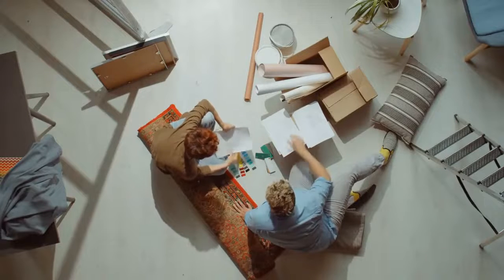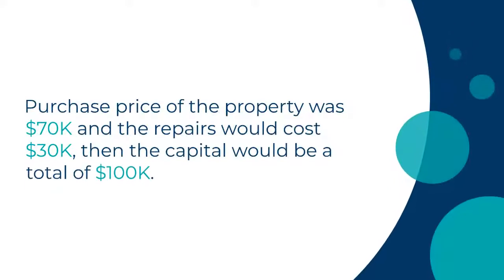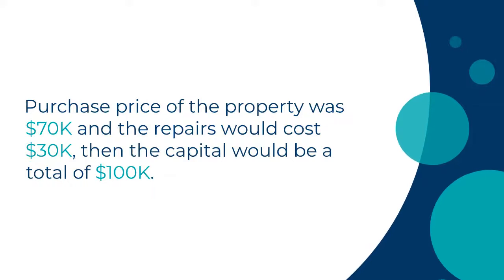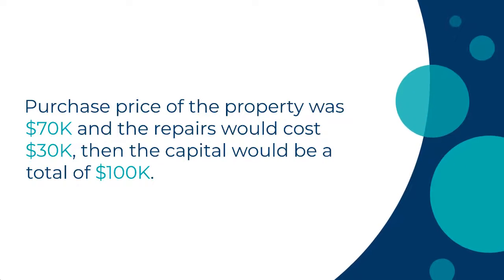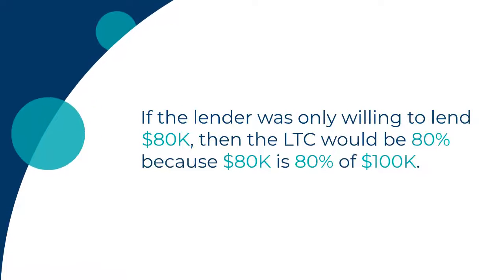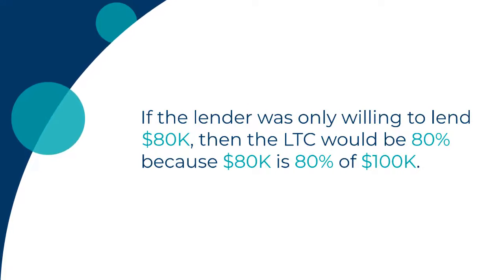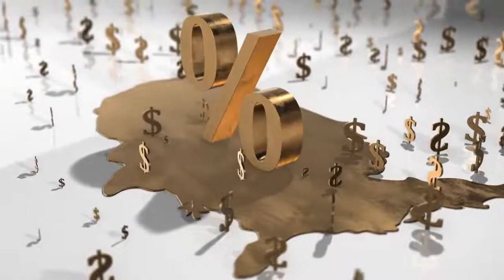To demonstrate LTC, say that the purchase price of the property was $70,000 and the repairs would cost $30,000, then the capital would be a total of $100,000. If the lender was only willing to lend $80,000, then the LTC would be 80% because $80,000 is 80% of $100,000.